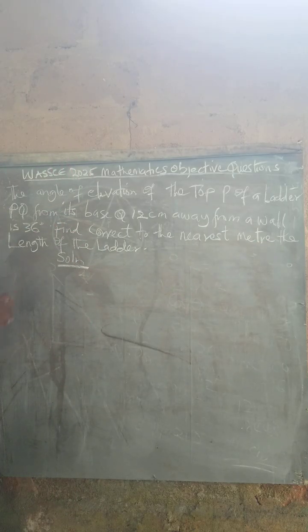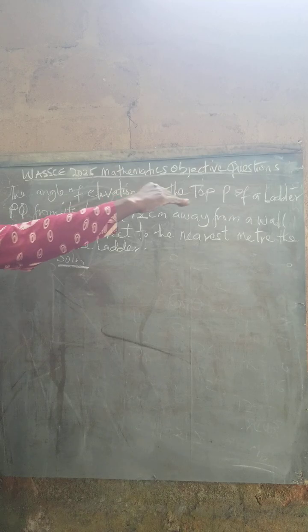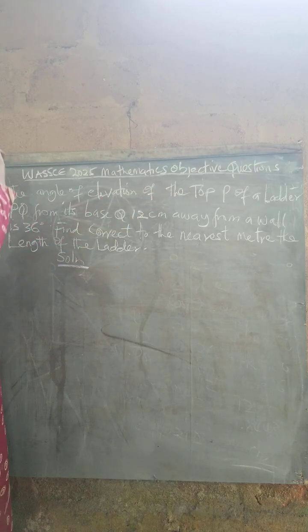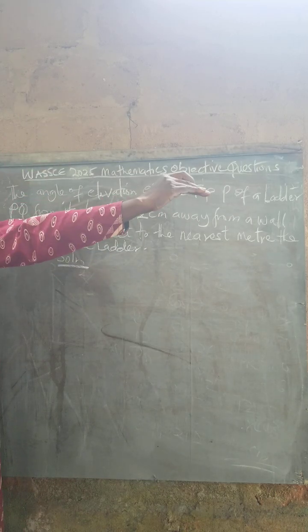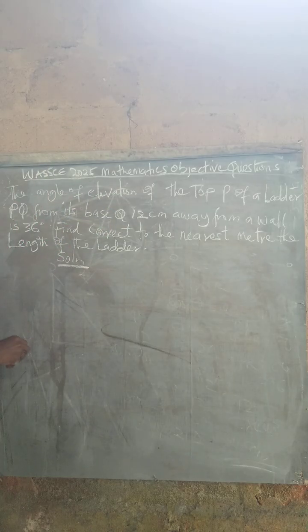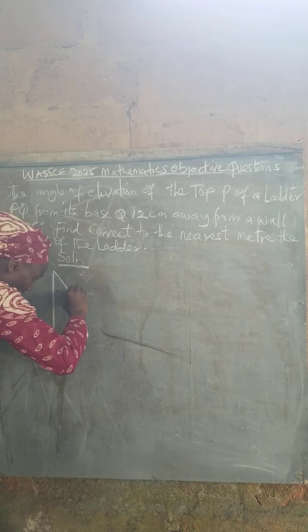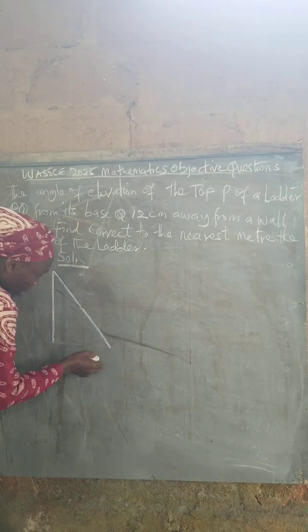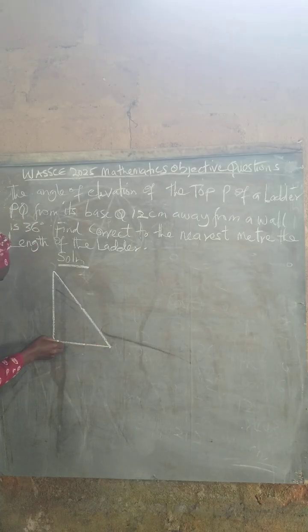So we need to get a diagram before we solve the problem. Remember, for the angle of elevation, you will have a level and then up. The angle between that initial length, which is the horizontal, and up is the angle of elevation. Now, let this be my wall, and then the ladder leans on the wall and it must touch the ground. Touching the ground, this is the base.